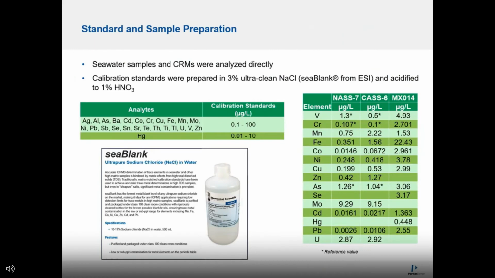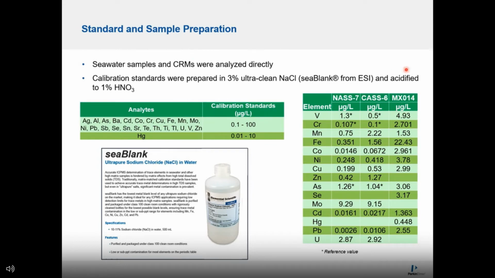We will be using the matrix match approach, and that will be standard additions in the Synergy software. The calibration standards were prepared in 3% ultra clean sodium chloride from ESI and acidified to 1% nitric acid. The mercury was calibrated in a low range of 0.01 to 10 ppb, and the rest of the elements were calibrated in a range of 0.1 to 100 ppb.